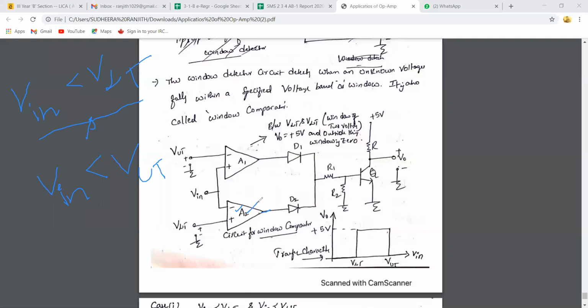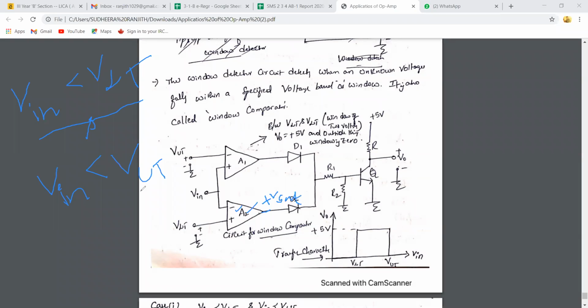Positive, sir. Right. Positive VSAT, because the non-inverting input is more compared to the inverting input. So the output is plus VSAT. That means positive VSAT. So what about diode condition D2? Is it forward bias or reverse bias? Forward bias, sir. Right. It is forward bias.